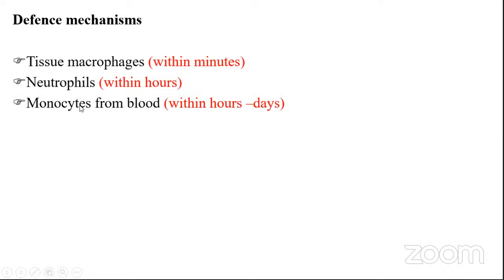Monocytes come from the blood within hours. Within hours to days they can also be activated and participate in the defense mechanism of your body. Granulocytes and monocytes can act from days to weeks.